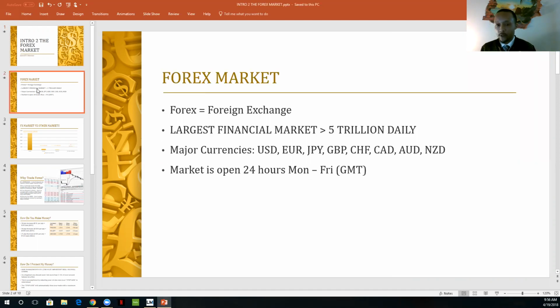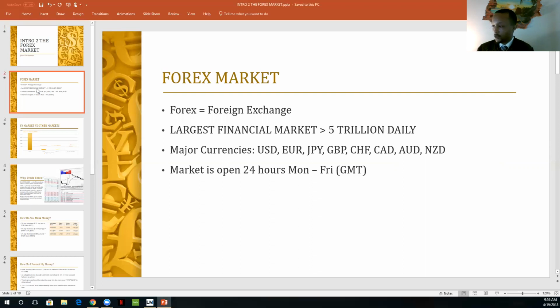So what is the Forex market? Like I just said, it's the foreign exchange. It's actually the largest financial market in the world. So it's much bigger than the US stock exchange, much bigger than any other market there is. This is all the money in the world all together.